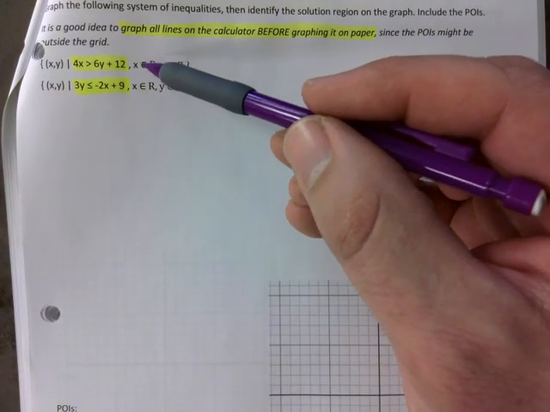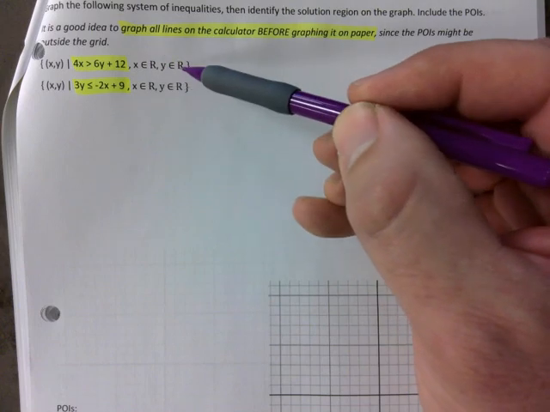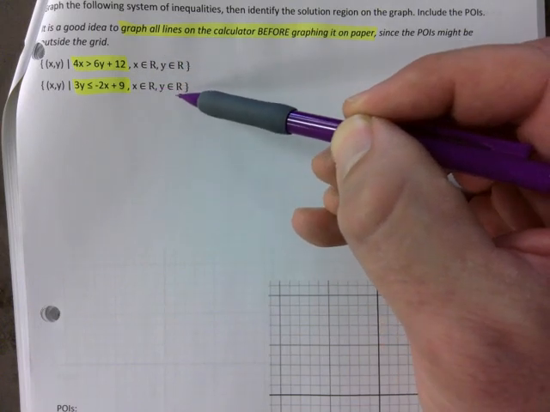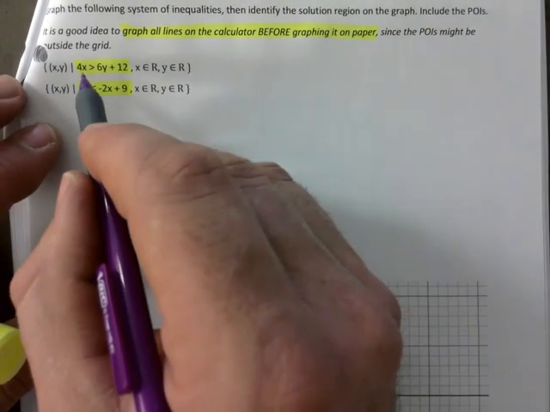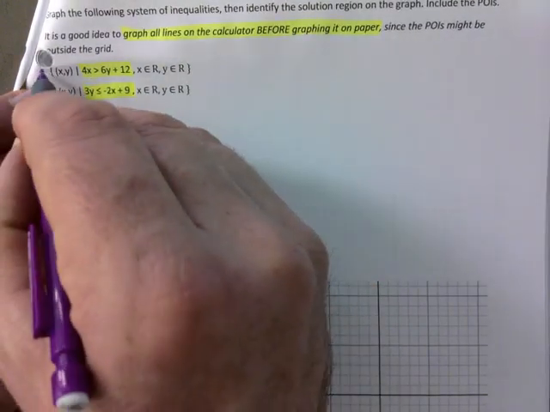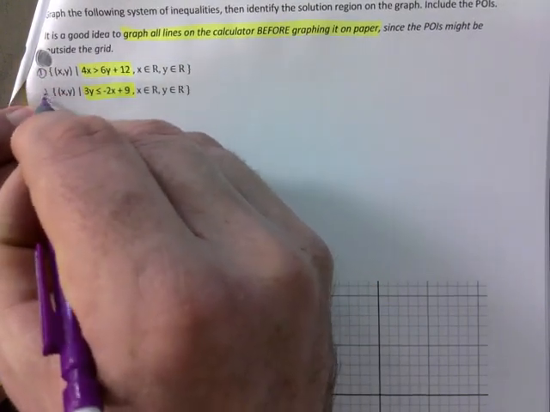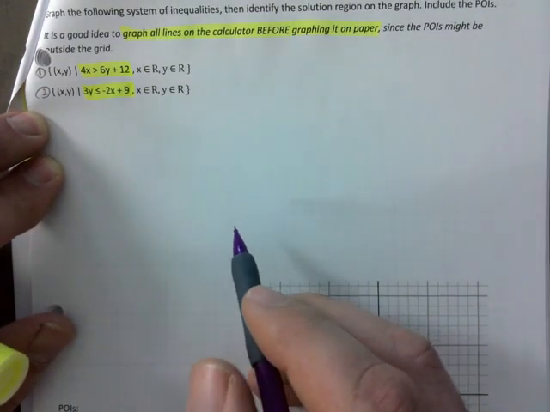And both of them are saying both x and y are real numbers. So that just means that any number goes. Decimal, fraction, you name it. So don't worry about that too much. But we're going to do one at a time. So I call this inequality 1, and this is inequality number 2.